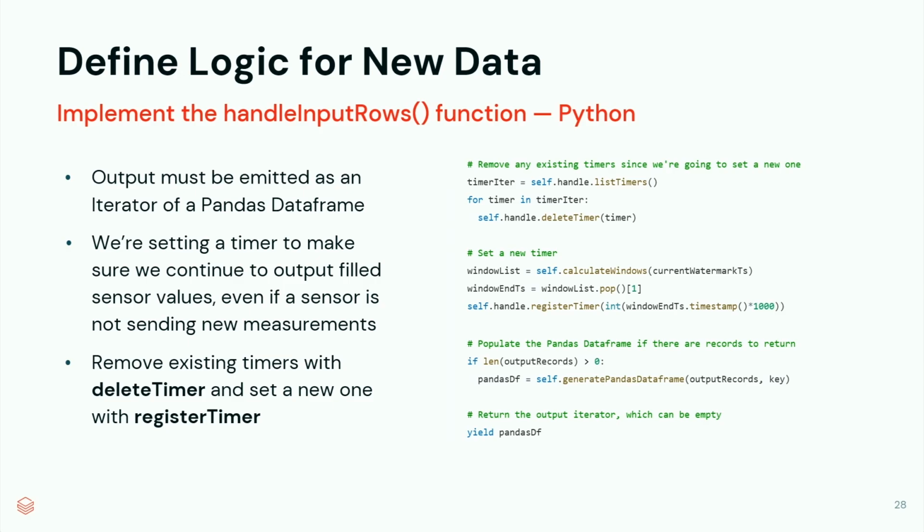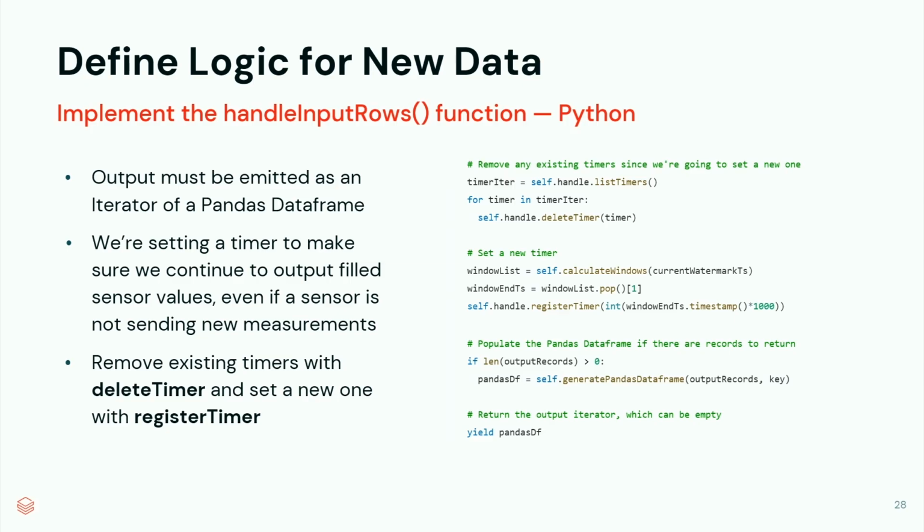So now the output for this function, this is Python. It needs to be an iterator of pandas data frame, so that's what you need to make at the end. And then for our use case, if a sensor stops emitting data, we still need it to continue filling and emitting sensor readings using the previous known value. So for our use case, we need to set a timer. And we're going to use that timer if the sensor stops emitting data.